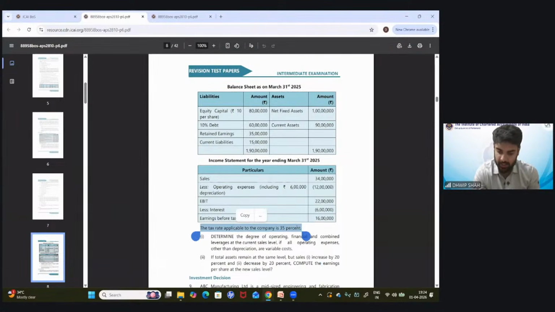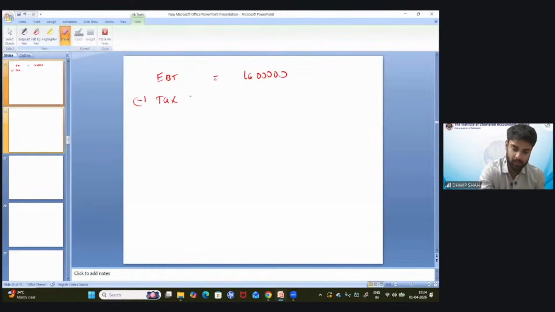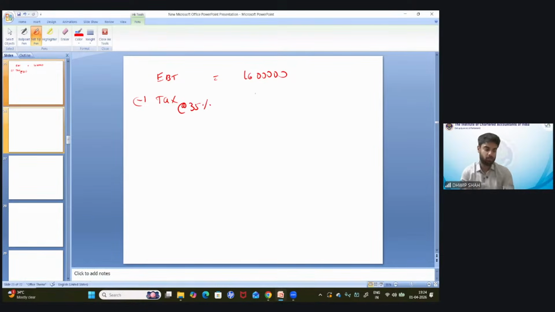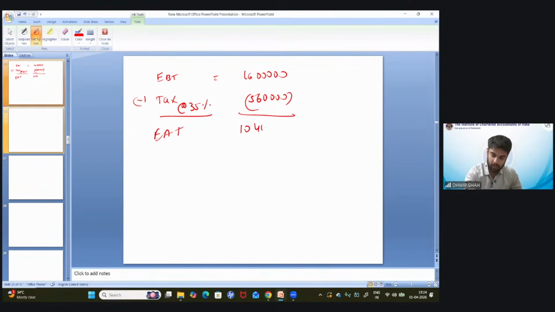हाँ, tax rate is given at 35%. So tax at 35% comes to 5,60,000. So I will get earnings after tax, which comes to 10,40,000. ठीक है?